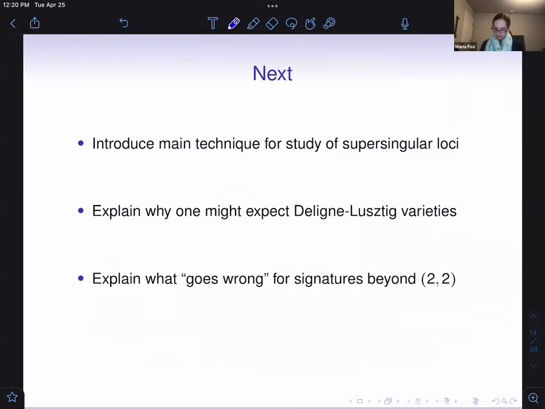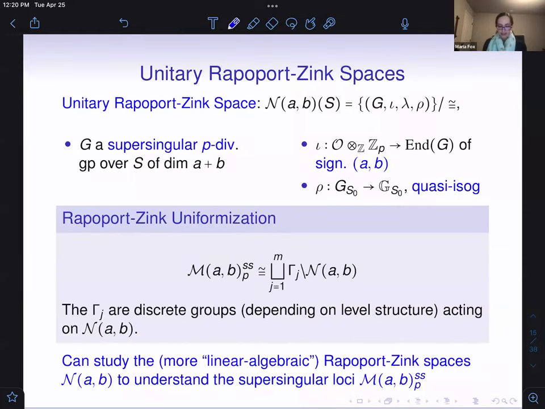Okay, so let's carry on. Here's our main technique. It's the study of Rapoport-Zink spaces. And the way I think about this is, our original moduli space is a moduli space of abelian varieties with action, polarization, and level structure. And if we are studying the supersingular locus, we're assuming our abelian varieties are supersingular.